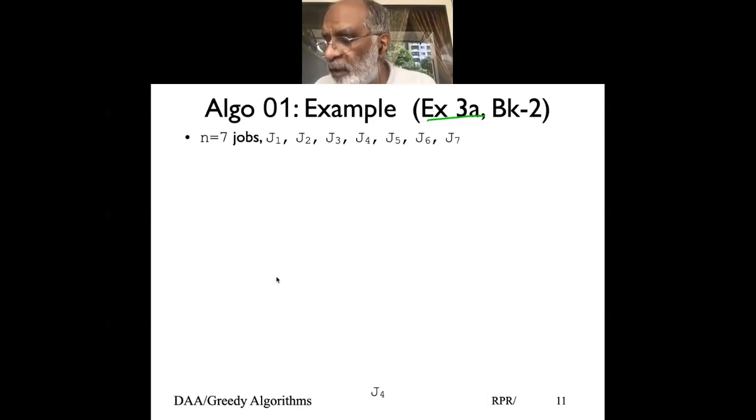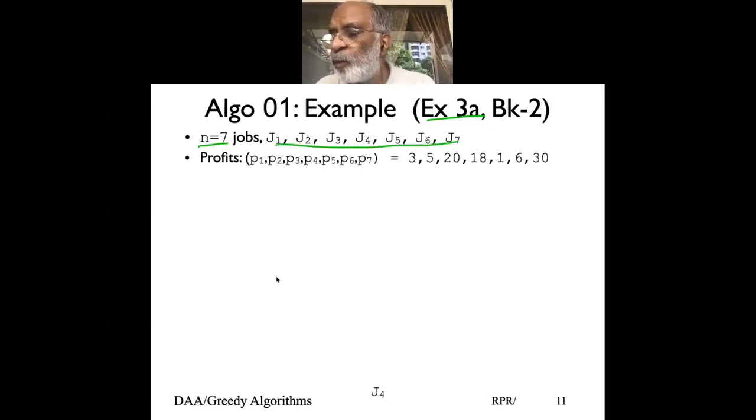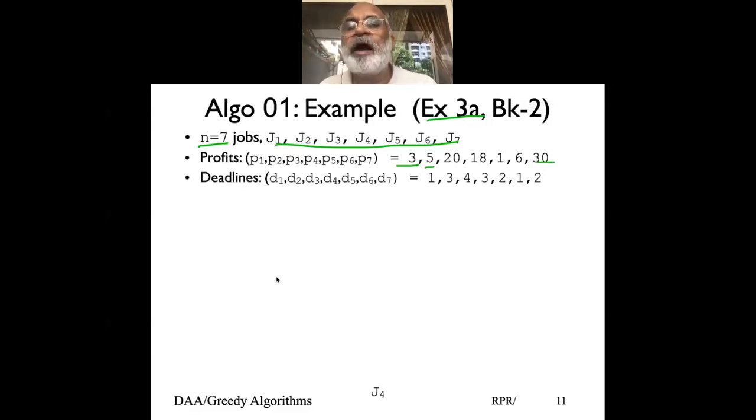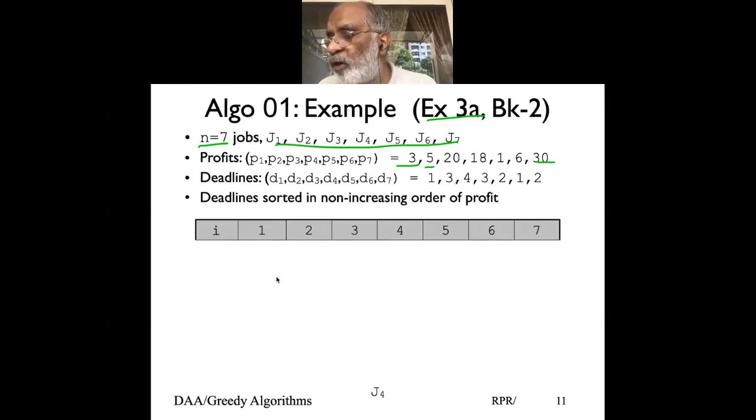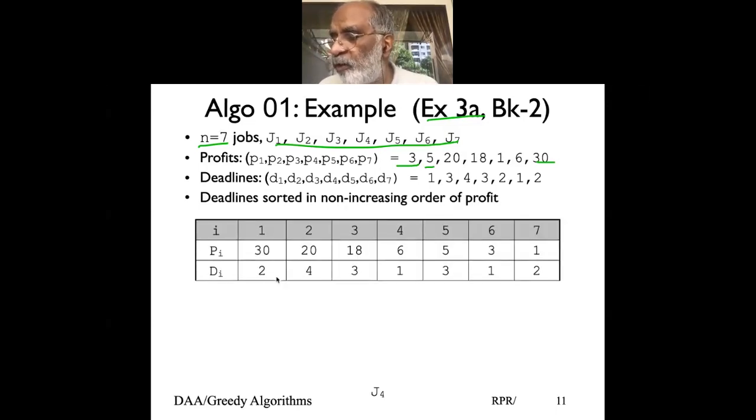So assuming there are 7 jobs given, job J1 to J7, with the respective profits: job 1 has a profit of 3, job 2 a profit of 5, and job 4 a profit of 30, and the respective deadlines are 1, 3, 4, 3, 2, 1, 2. With this, how would you like to schedule the jobs? Given this case, we sort them in order.